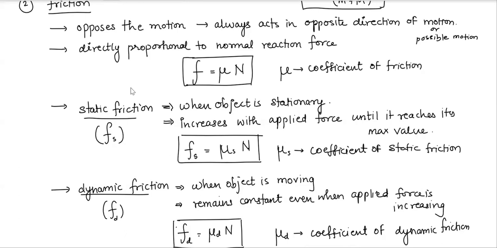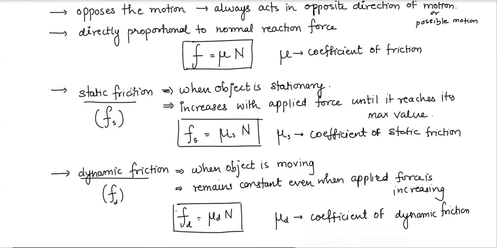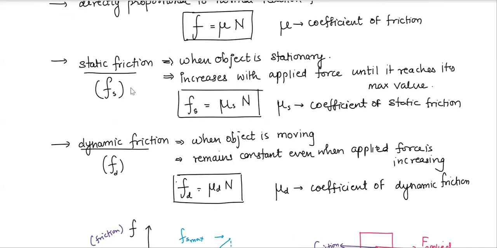Now, static friction has a quality that it increases with the applied force until it reaches a maximum value. When the applied force exceeds the maximum static friction, the object will start moving. The dynamic friction is a constant force. So even if the applied force is increasing, the dynamic friction does not increase.